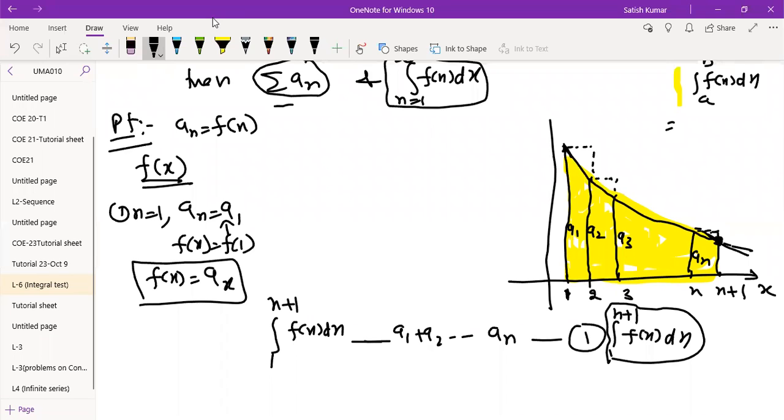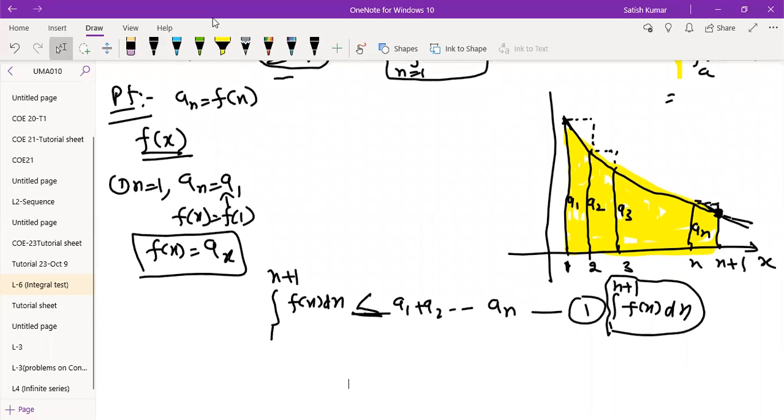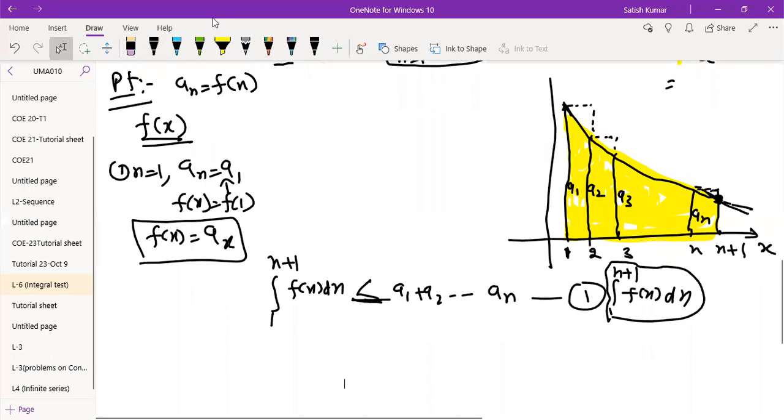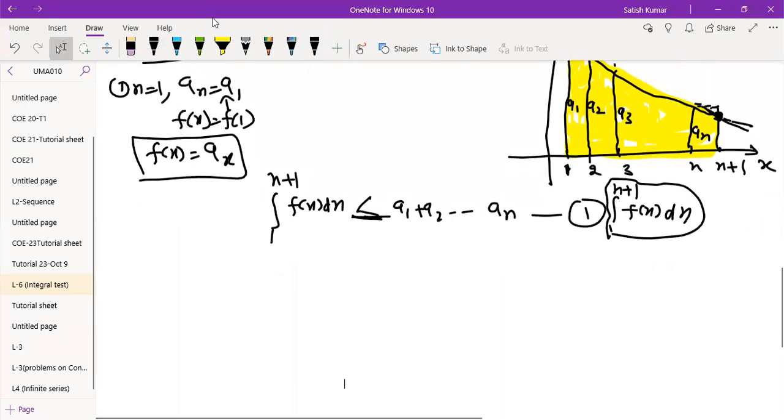So the integral from 1 to n plus 1 of f(x) dx is going to be less than or equal to a1 plus a2 up to an. Now the second interpretation. I'm calling this inequality 1. Now just see.